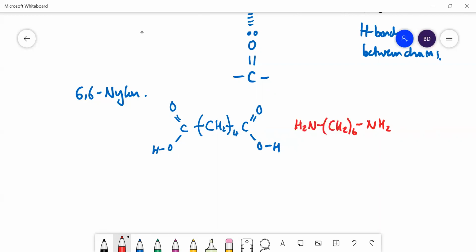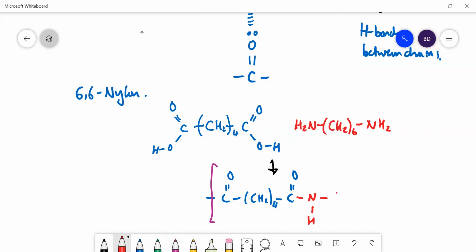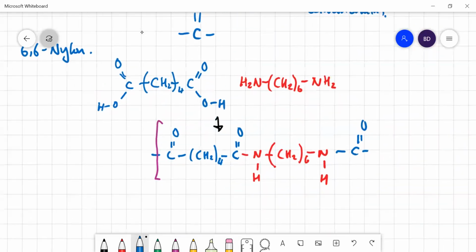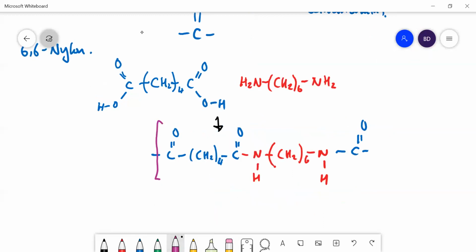Right, let's just have a look at the polymer that's going to form. Well, it's going to be the repeating unit. You'd have carbon, CH2 4 times. So this is the start of the repeating unit, and then you're going to get your diamine bit here. There's 6 carbons there, and another amino group, and then that's going to carry on with another of the hexanedioic acid there. The repeating unit is going to end up there, and that's called 6,6 nylon.